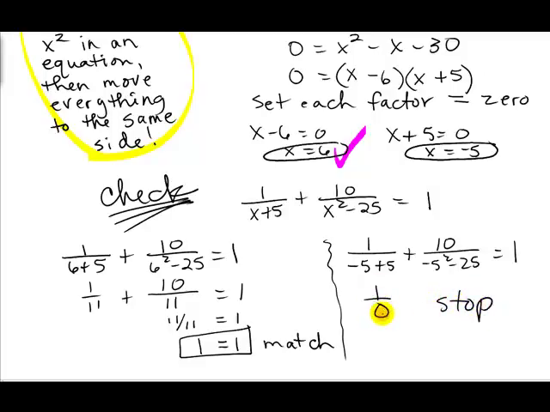I can't divide by 0. This is undefined. And if you stop and think about what we did at the very beginning in 7.1 when we were having to find the domain, we would have found out that x could be anything but 5 or negative 5. Okay?